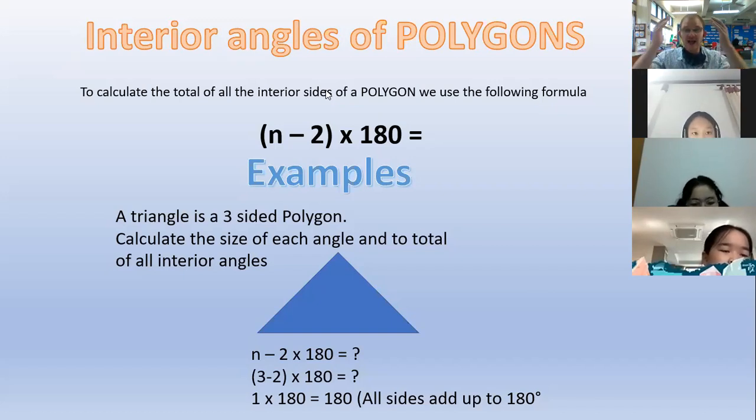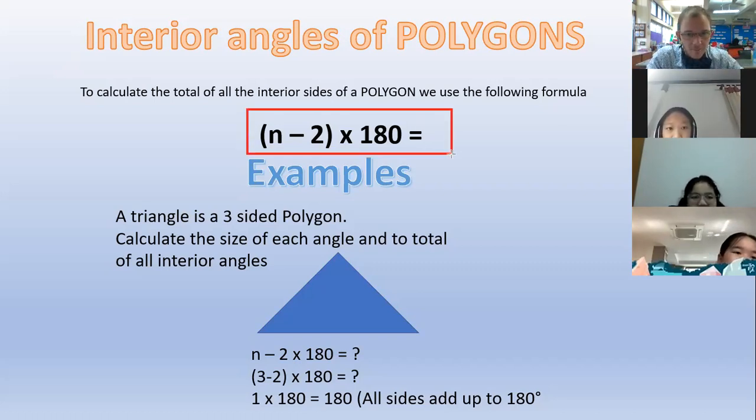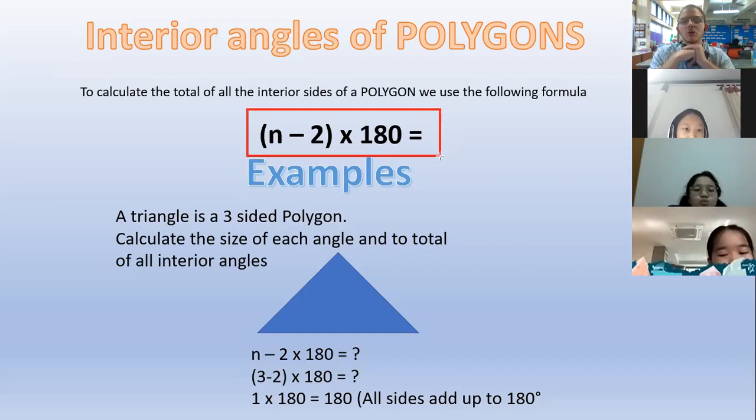Can you understand the formula? Very simple. Our formula is n minus 2 times 180. What are we going to do? How do we do that? What does n even mean? Does n mean a night out with the friends? Does n mean a nice time? Does n mean anything? What does it mean?